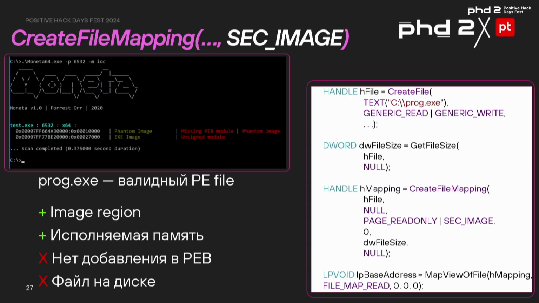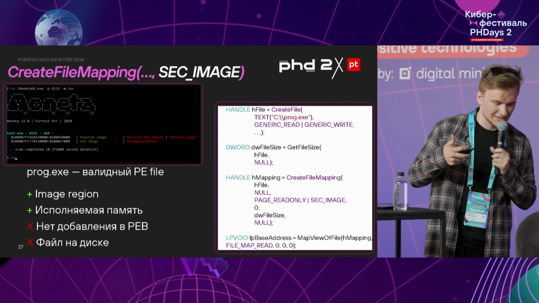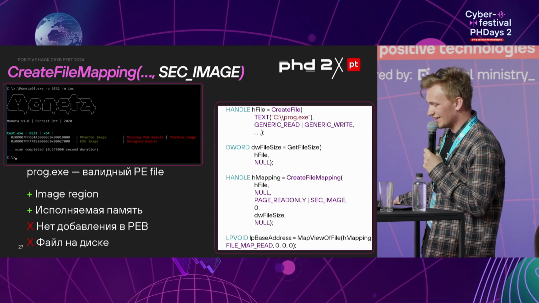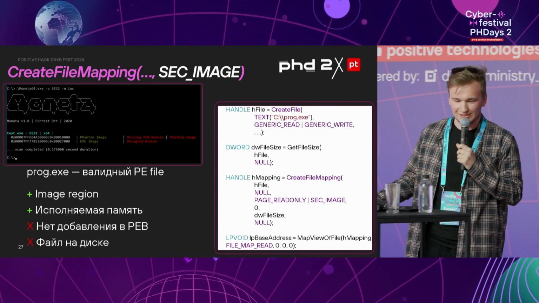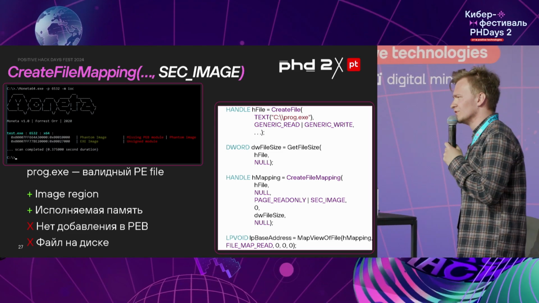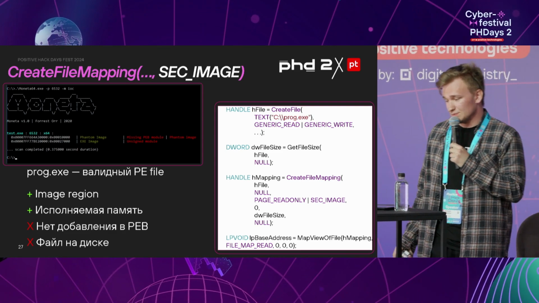Okay, create file mapping. This is a legitimate way to make it to the image region, so you can map the files, and we have the valid PE file, which is one of the conditions to follow. So if you try to map not a PE file, then the function will return a mistake. But you can spoof it. Well, just a few bytes can be replaced, and the payload goes to the memory.